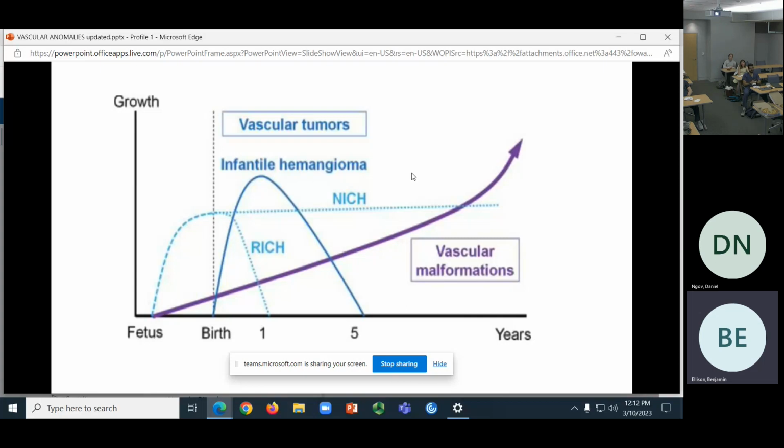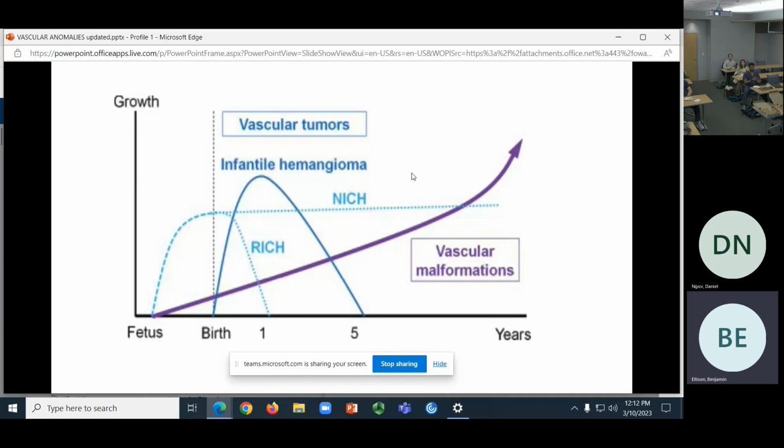So for every patient that is older than 5, if you have a patient 13, 14, 20, 30 years old with a vascular mass, don't call it infantile hemangioma. It's not. Although that's the name you're going to see in pretty much every report that the patient is going to get. Okay. Infantile hemangioma, by the age of 5, is gone.